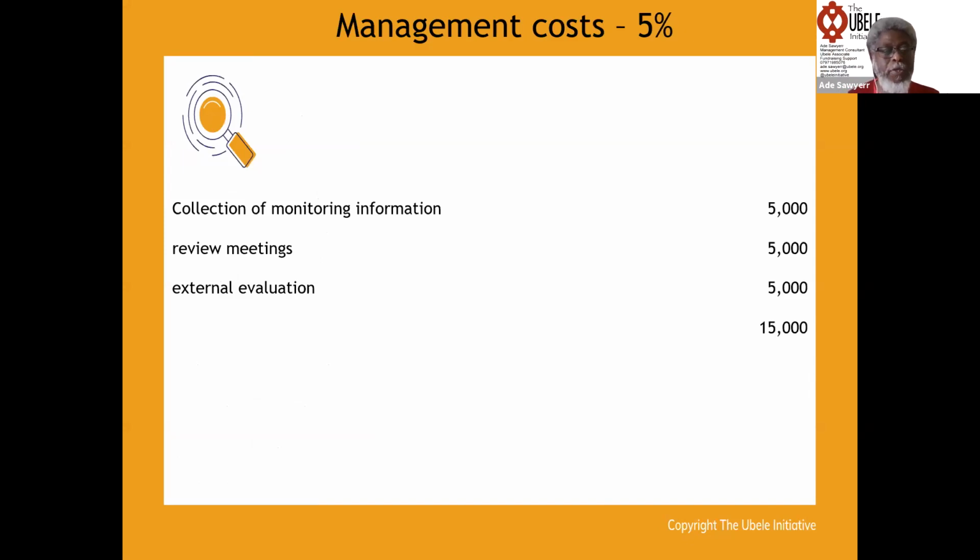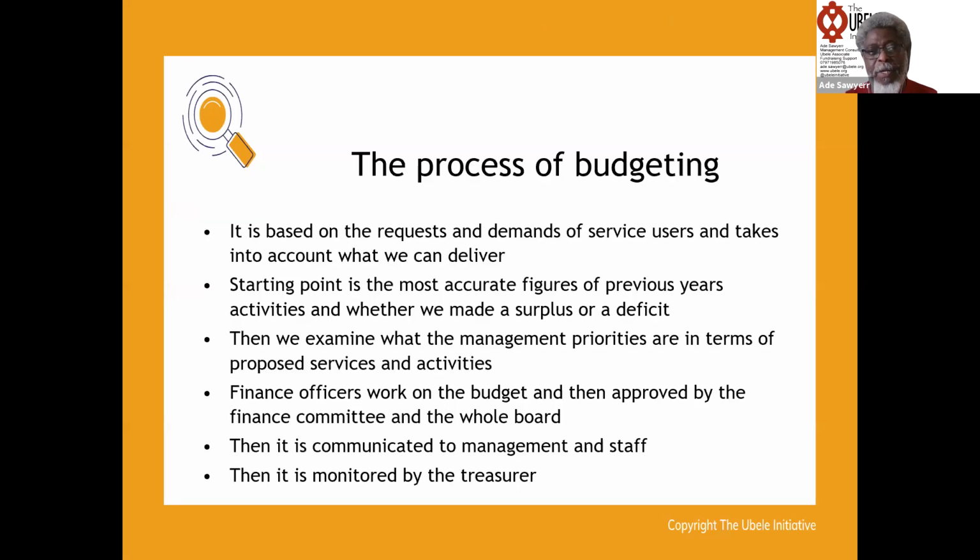And I've tagged on management costs because the cost of collecting monetary information, the cost of reviewing this data, the cost of having an external person coming in to evaluate the projects is about 15,000 pounds. And we say that represents 5% of the total incoming resources. I've shown this to actually show you what it actually looks like if you do the budget, okay?